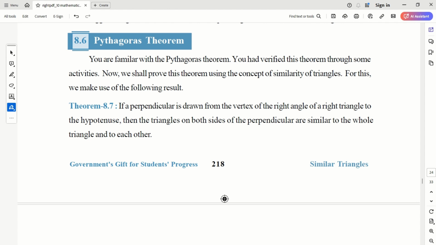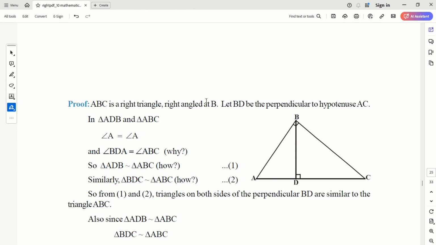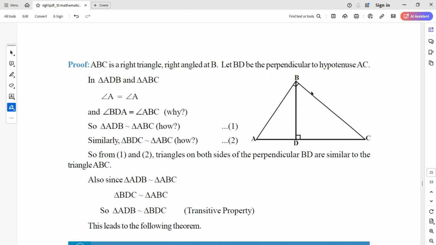If a perpendicular is drawn from the vertex of the right angle of a right triangle to the hypotenuse, then the triangles on both sides of the perpendicular are similar to the whole triangle and to each other. Don't get confused. What it is trying to tell is you have a right angle triangle, right angled at B. If you draw a perpendicular line from B onto AC, that is BD, now ADB, BDC and ABC are all similar triangles.